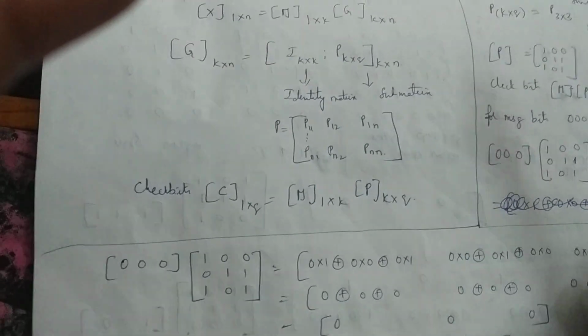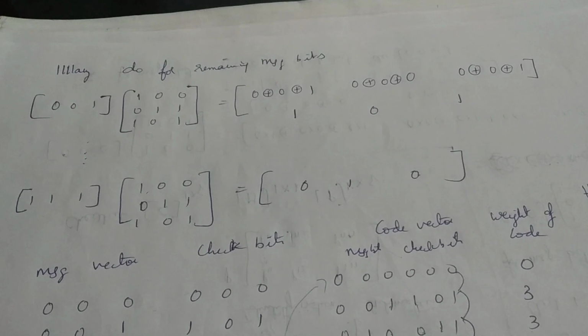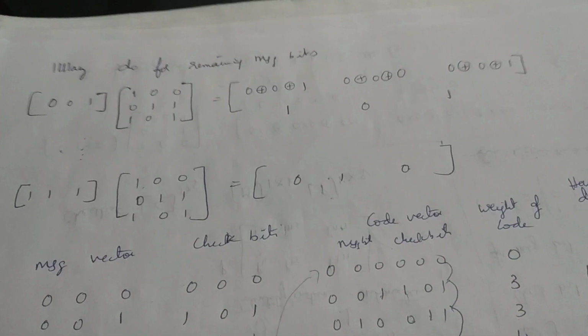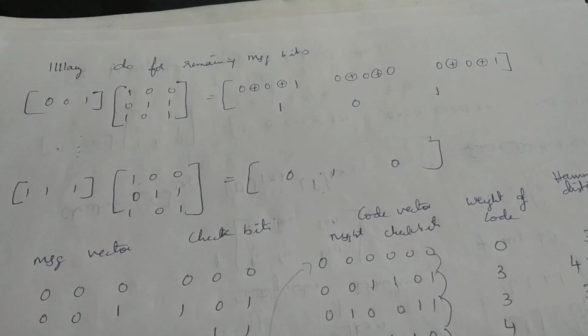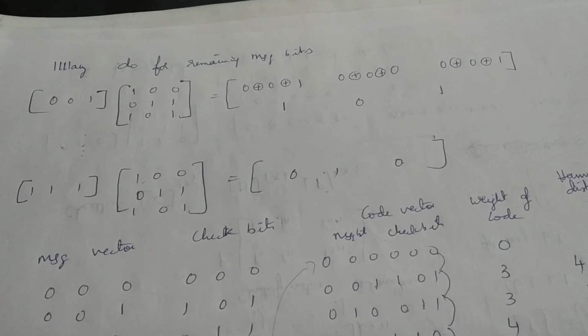Like that, you have to calculate for the remaining messages also. See here, 0, 0, 1 into the submatrix, I got 1, 0, 1, up to 111. So for all the 8 message vectors, you have to do it.